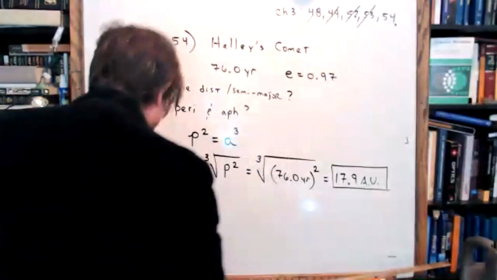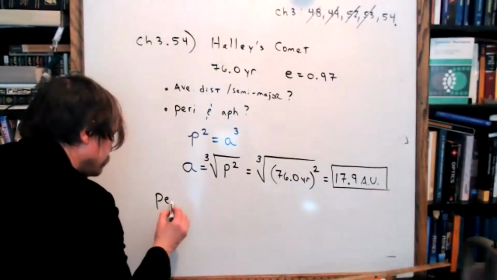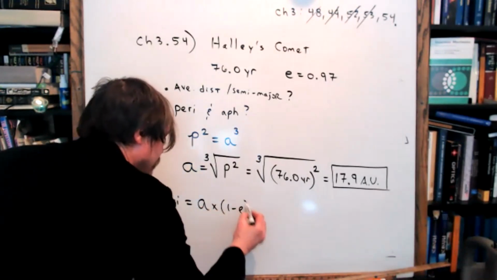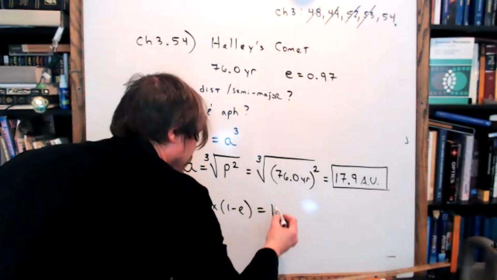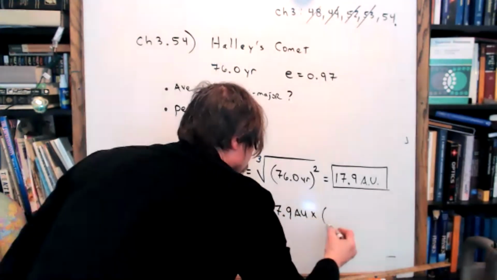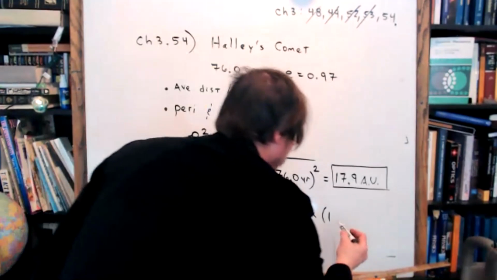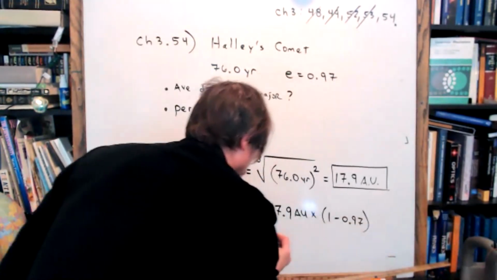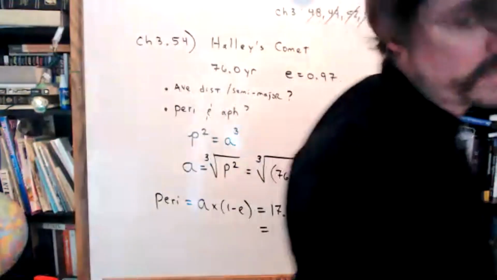Okay, now let's get the perihelion distance. Perihelion is A times 1 minus E. The A is 17.9 AU times 1 minus 0.97. Punch it up.